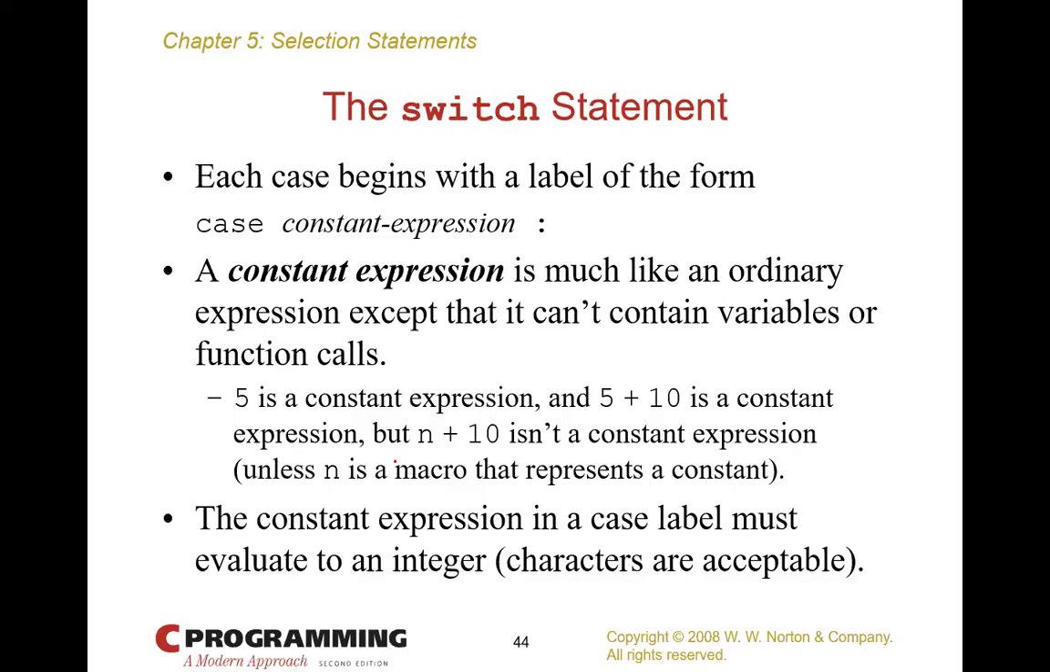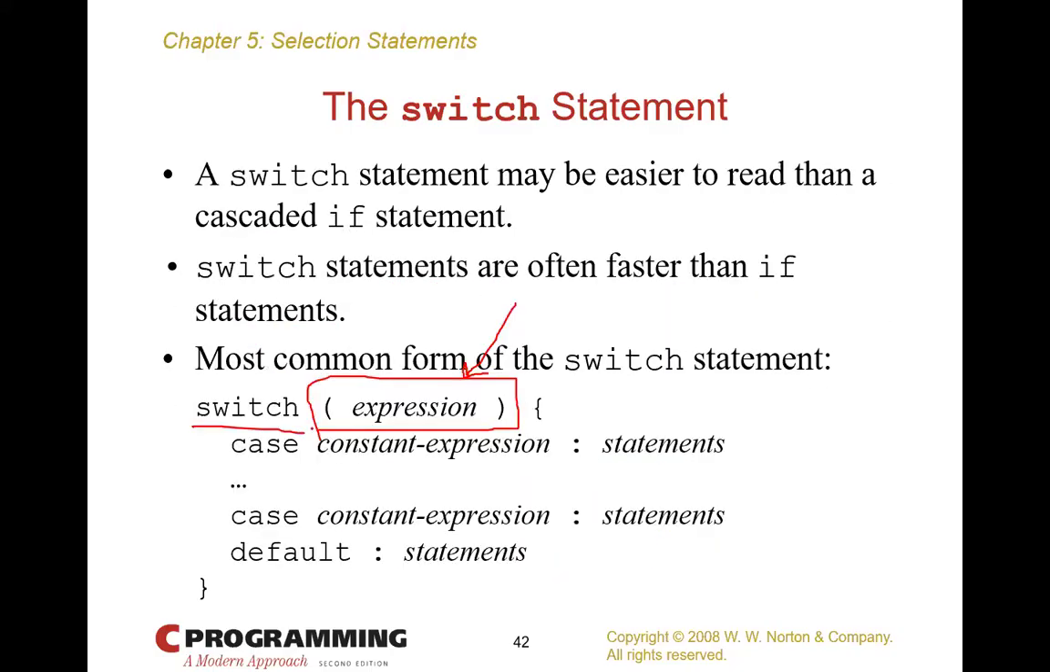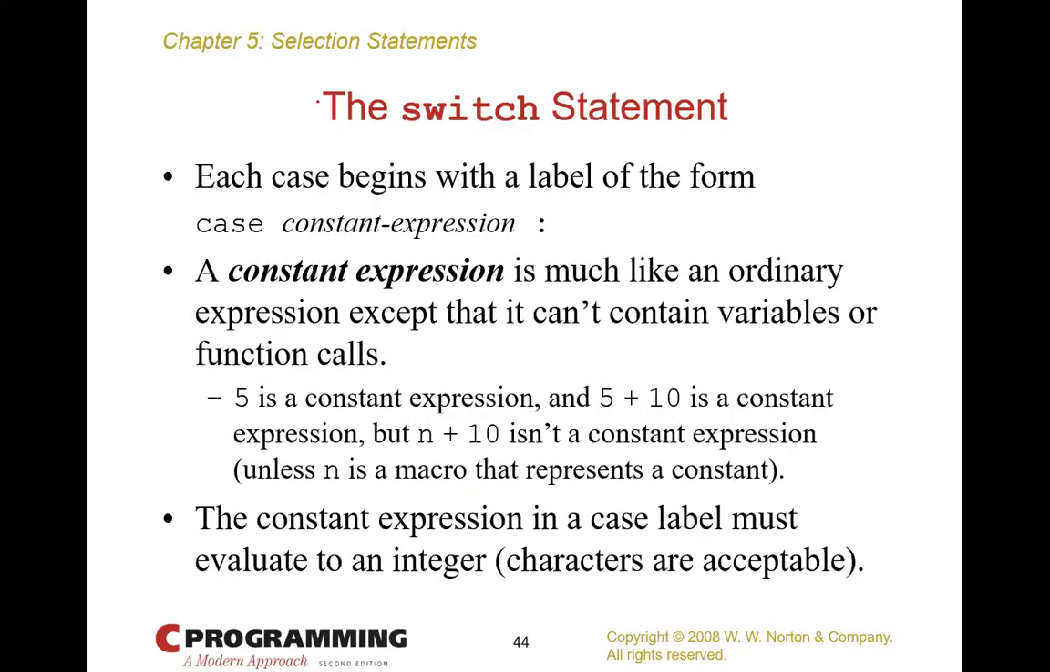Each case begins with a label of the form case, a constant expression, and then the colon, just like what you have here. The case, the constant expression, colon, and any statement you want after the colon. A constant expression is much like an ordinary expression, except that it can't contain variables or function calls. It's like a normal expression, but it cannot contain a variable. So something like this cannot be used in that place. It's not a constant expression because n is expected to be a variable.